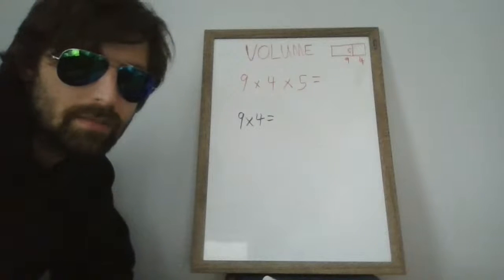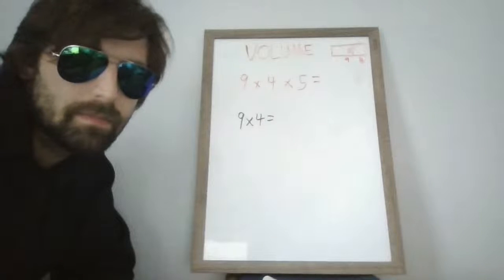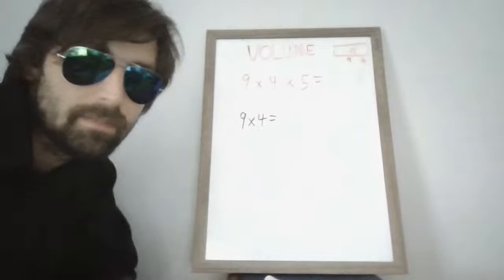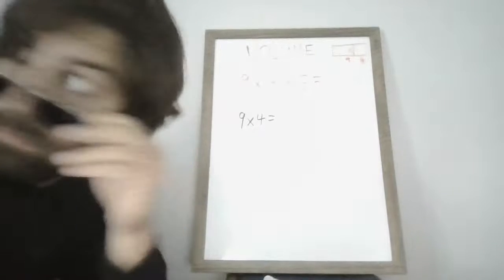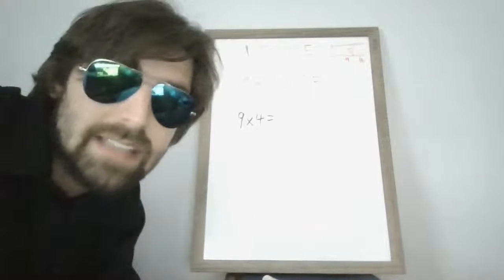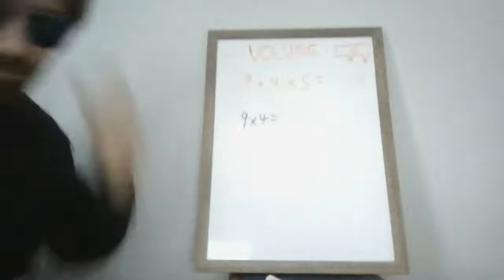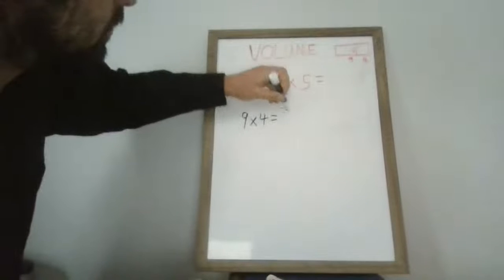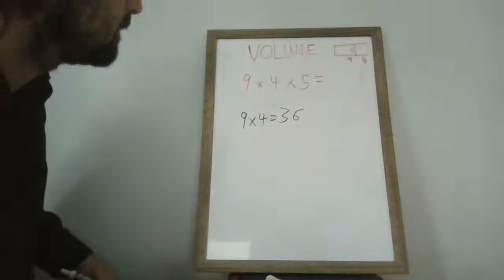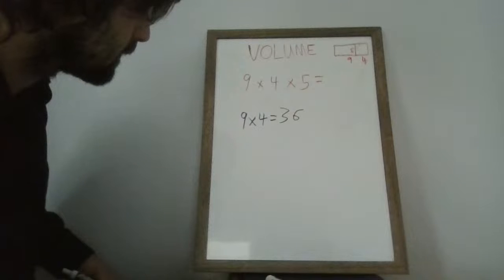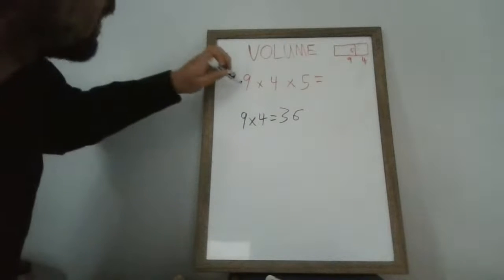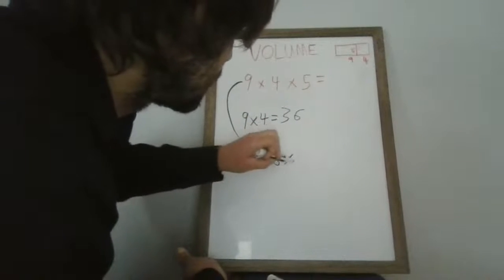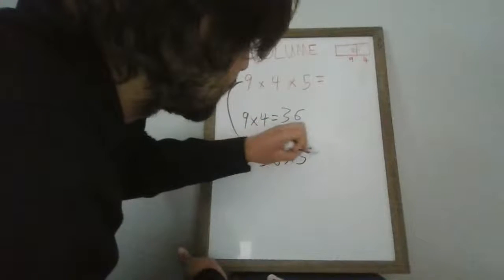I'm going to count by 9 4 times. And I'm going to figure out what 9 times 4 is. 9, 18, 27, 36. I'm going to say that again. 36. 9 times 4 is 36. 9 times 4 equals 36. So now, I'm going to replace the 9 times 4 with the number 36, since we know that's what 9 times 4 equals. 36 times 5.